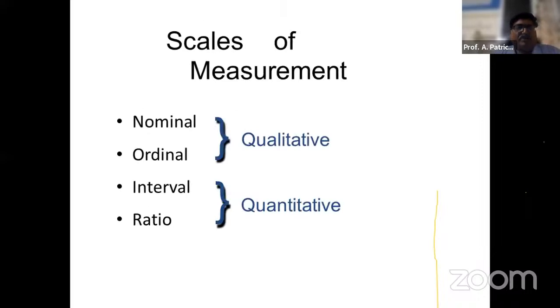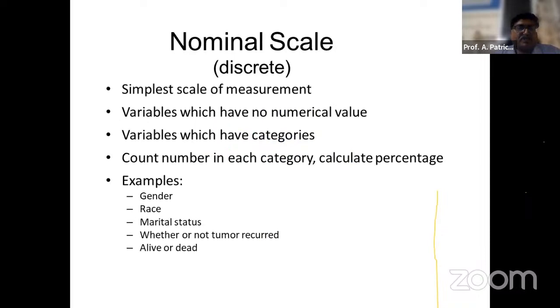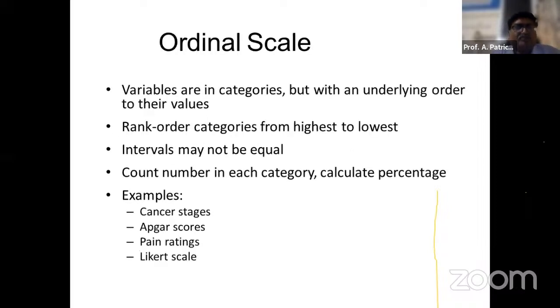So normally, for nominal and ordinal, we use qualitative tools of analysis or descriptive tools. If the nature of data is interval and ratio, we use quantitative tools, mostly to do with inferential statistics, hypothesis, and other things. So nominal is a simple scale of measurement: we could talk about gender, race, married, unmarried, the stage of the tumor, whether a person is alive or dead.